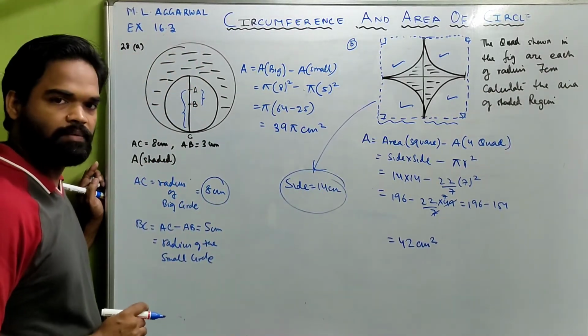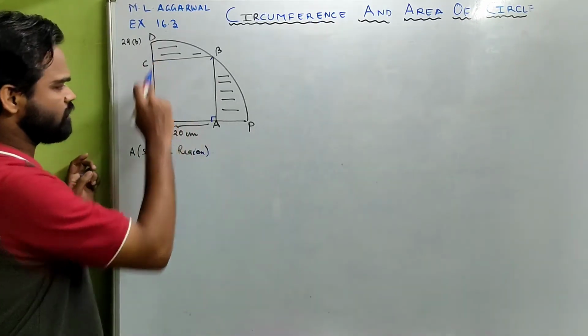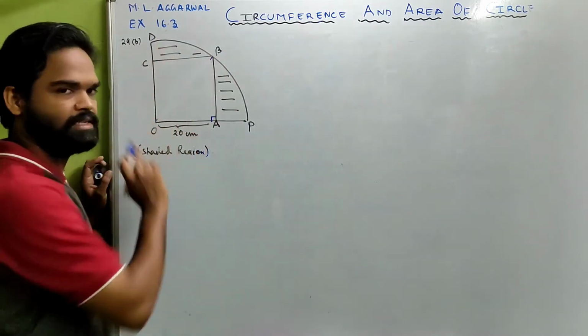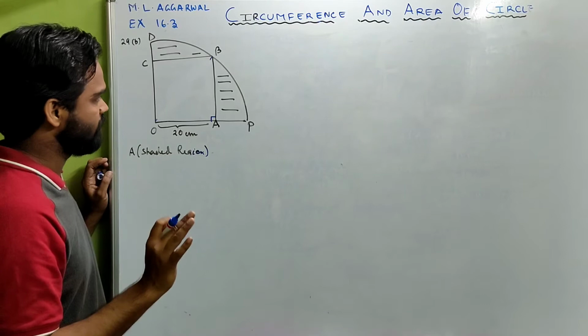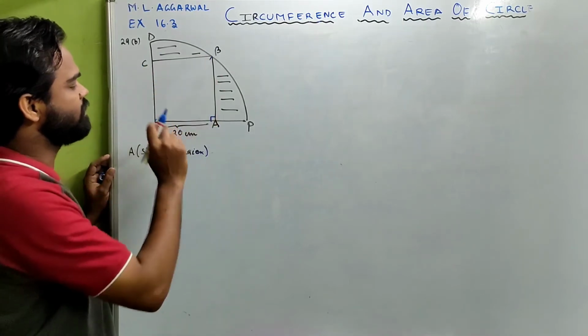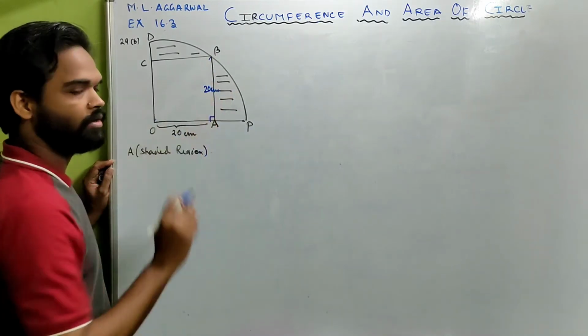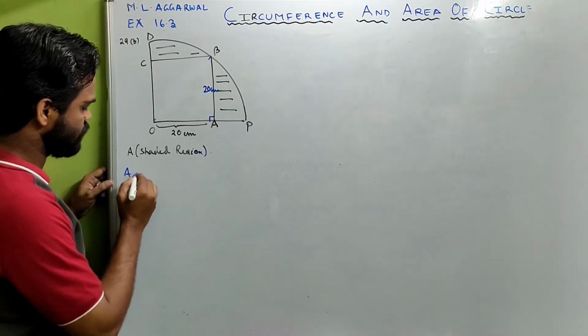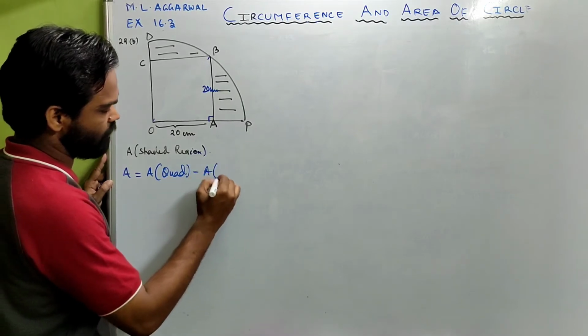Now let us look at the next sum. Now look at 29 part B. Very easy. There's a quadrant O, P, B, D. Inside the quadrant, there's a square inscribed inside it. Okay, O, A, B, C, which sides 20 centimeter. Okay, they've asked for the area of the shaded region. Clearly, area of the shaded region is nothing but area of quadrant, if you look, minus area of the square.